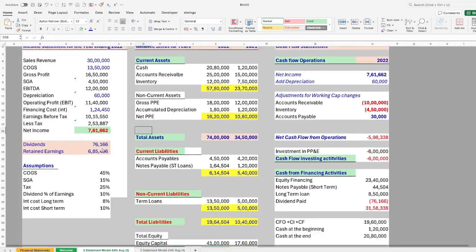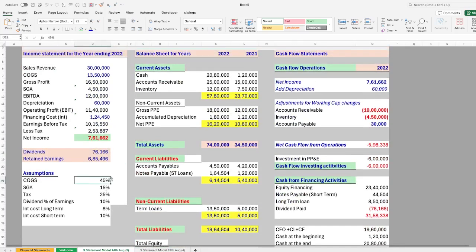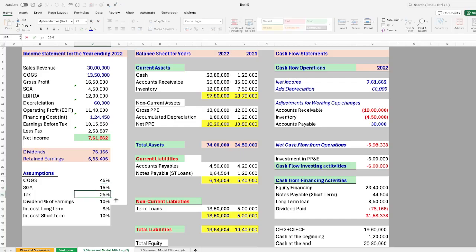Let's start with some assumptions. We'll assume that cost of goods sold is 45% of the revenue and selling and general administrative expense is 15% of the revenue, tax is 25%, dividend is 10% of the net income, and the interest for the long-term loan is 8%, and the interest for the short-term loan is 10% per annum.